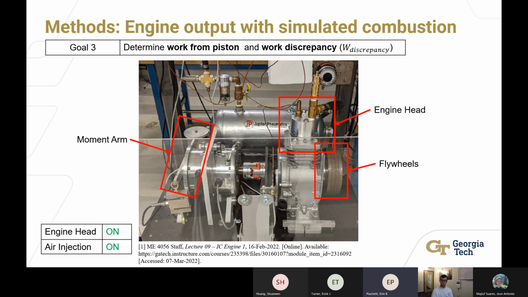Lastly, the engine output with simulated combustion must be modeled. To do this, the engine starts with the engine head on and air injection enabled. Now that the air injection is enabled, our assumption for the expansion during the power stroke changes from being adiabatic to being isobaric, i.e. there is constant pressure. This allows us to more accurately characterize the work output of the system.